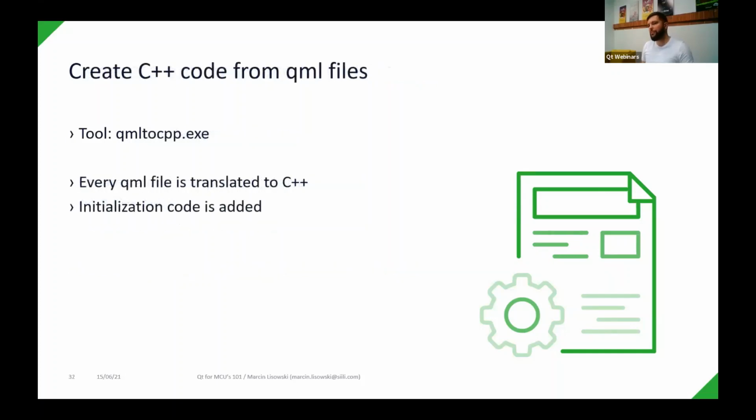And QML to CPP is the tool to convert the QML files to a C++ representation. It's done for each QML file. It also defines how to initialize those components on the C++ side. But well, it's completely transparent for you. It's something that is done, well, hidden, but it's important to know how it works.